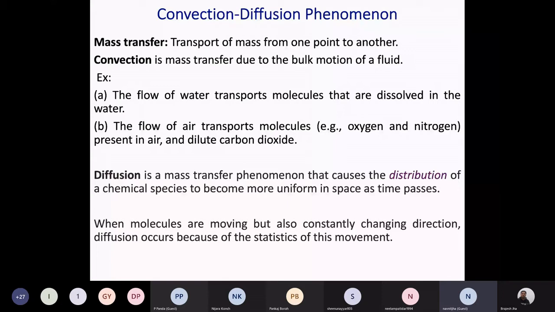Next, diffusion. Diffusion is also a mass transfer phenomenon, but it causes the distribution of chemical species or any pollutant to become more uniform in a space as time passes. When molecules are moving but also constantly changing direction, two things are mixing here. Please try to understand: moving and changing direction, diffusion occurs.